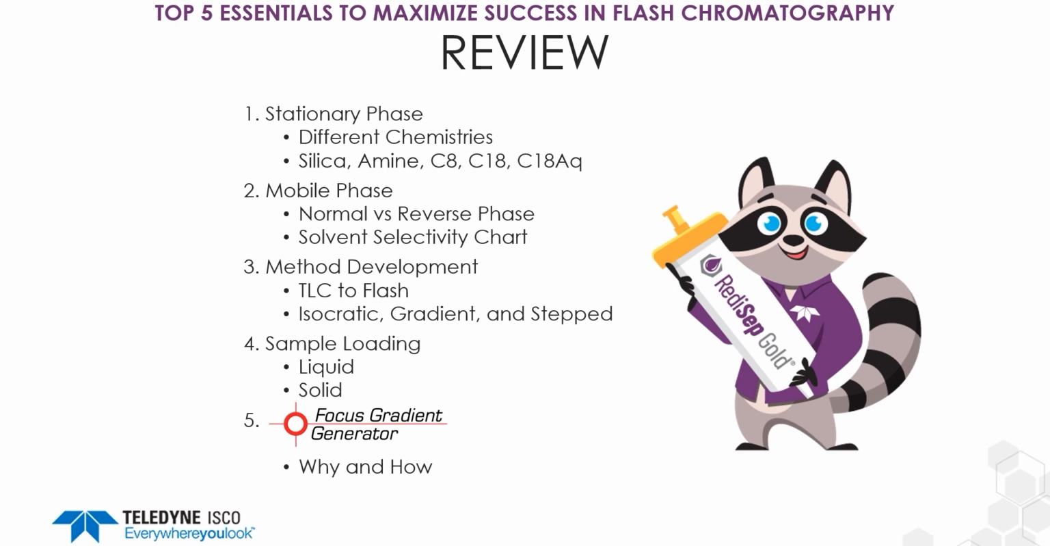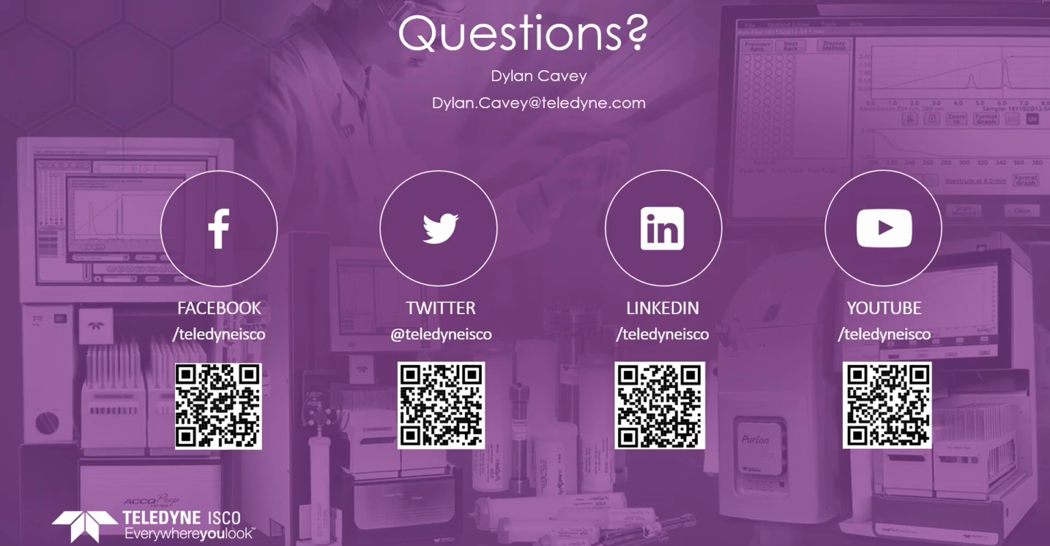We talked about method development, how we can go from a TLC plate and transfer that over to flash chromatography. We talked about isocratic runs, gradient runs, and we talked about stepped gradient runs. We also talked about the difference between liquid and solid sample loading. And then lastly, we just covered the focus gradient generator and why you guys should be using that and how you can use it to save you the most time, save you the most money, and just lead you to better chromatography in general. And with that, that will conclude today's webinar.